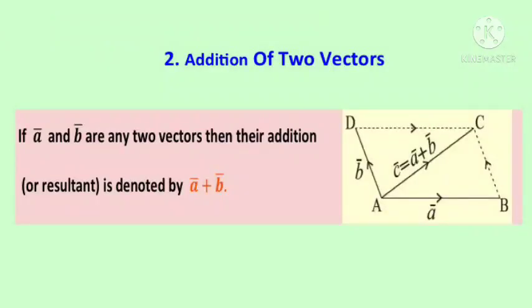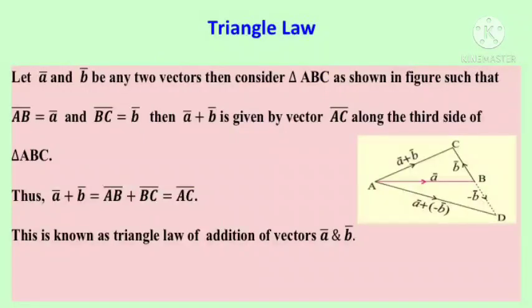Now the second thing we are going to study is addition of two vectors. If you have two vectors a bar and b bar, then their addition or the resultant is denoted by a bar plus b bar. Under this addition of two vectors, we are going to study two laws. One is the triangle law and the second is the parallelogram law. Now let us study the triangle law.